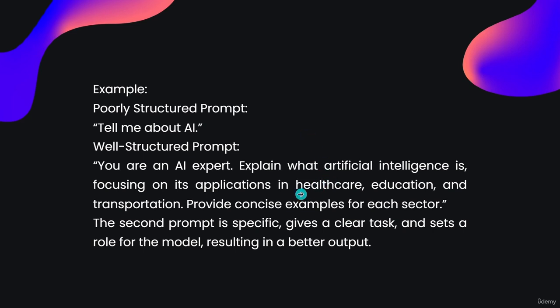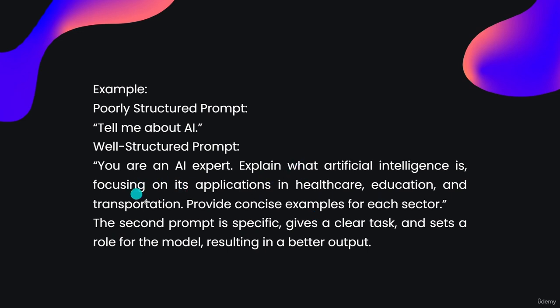We can see here healthcare, education, and transportation. I need the output for these three different types of applications only. I don't need other types of application. That means you have provided some specific additional information in which AI can generate an output for these three types of applications only. That means you have guided the AI to generate a response in these three types of applications only. That means you have provided a context.